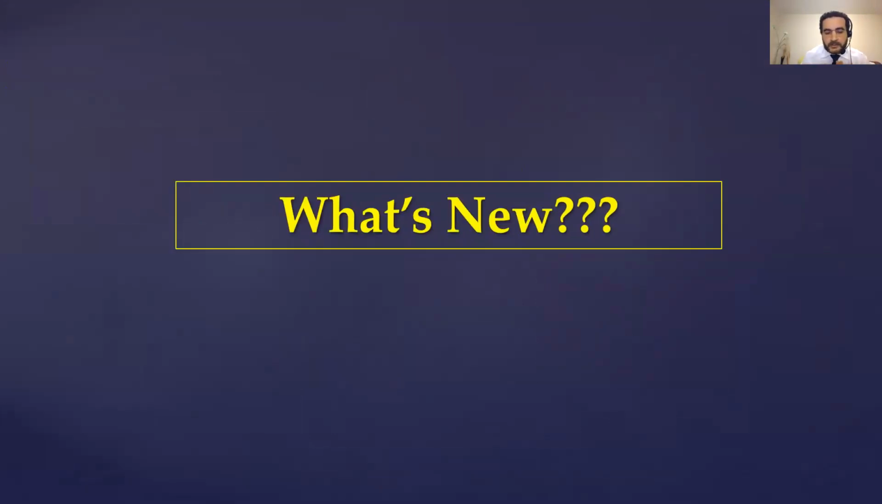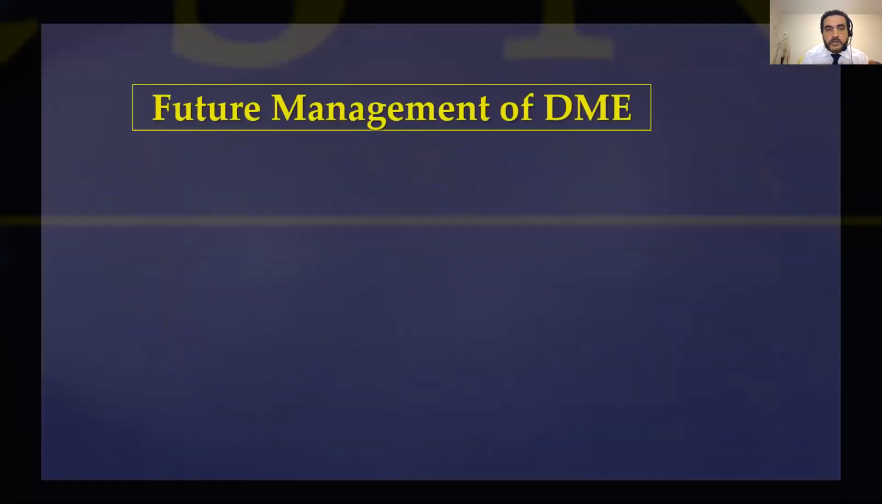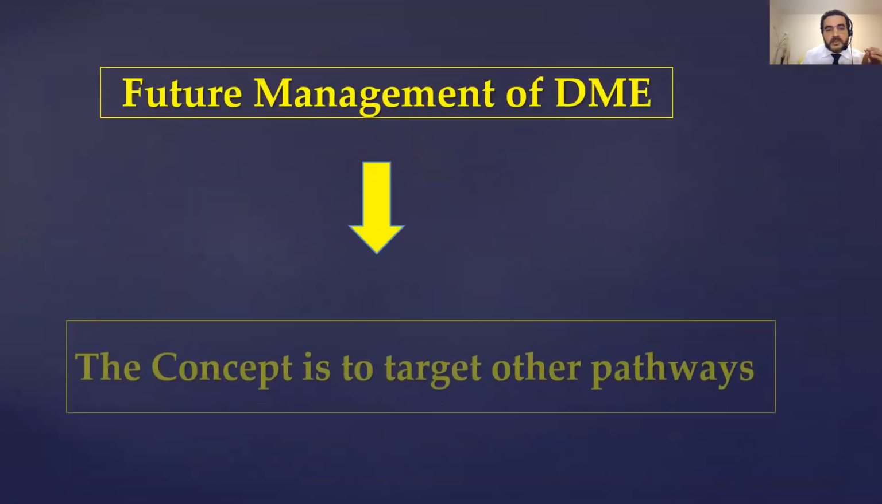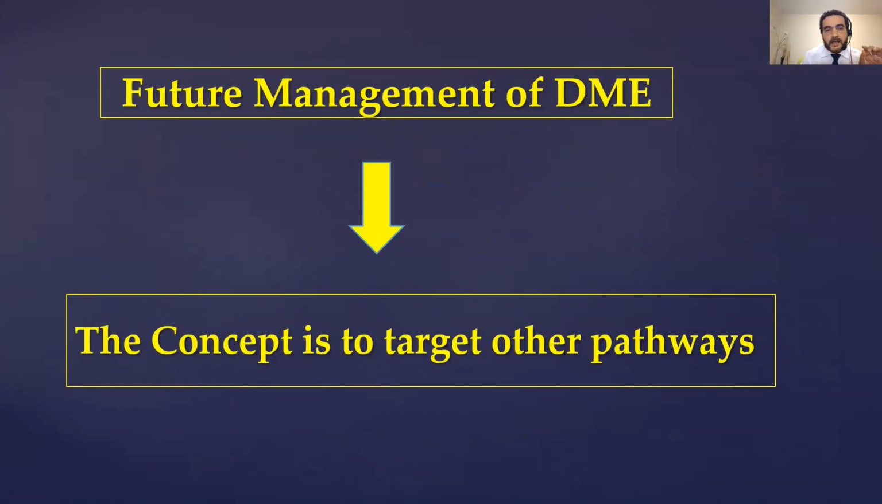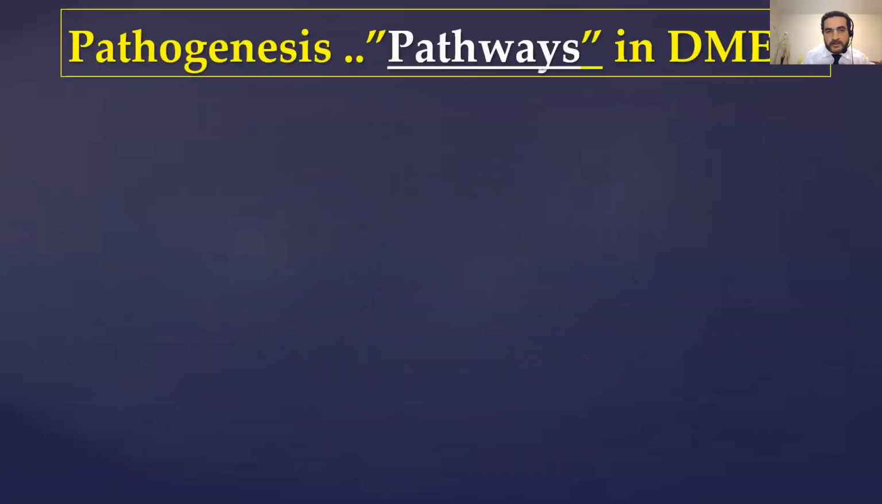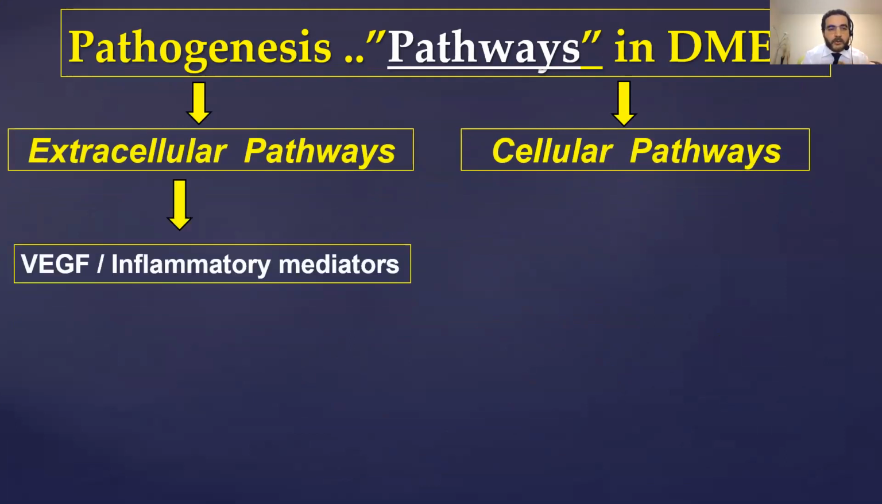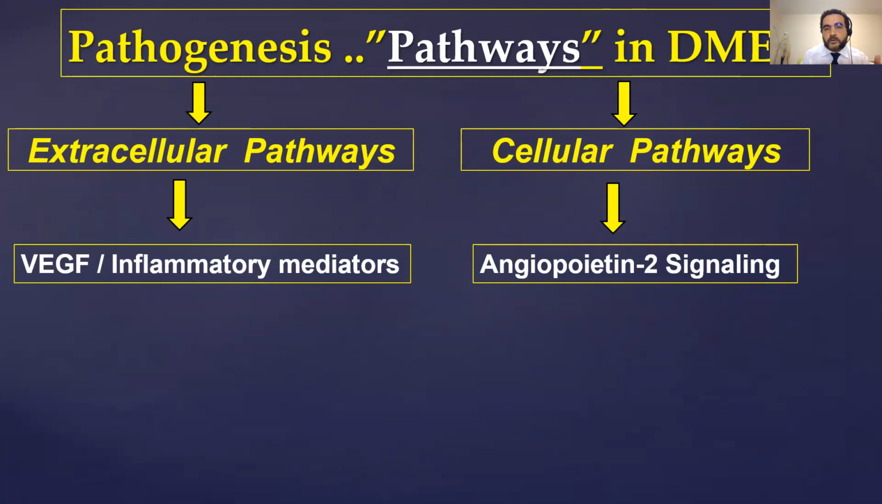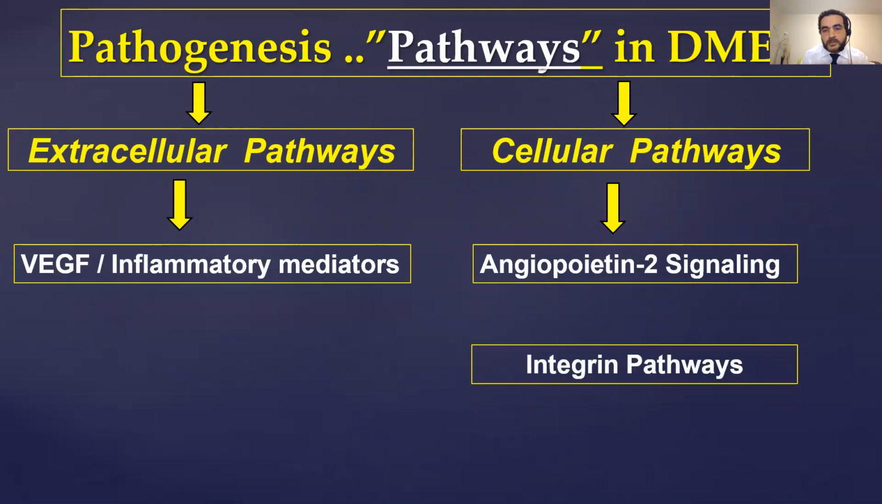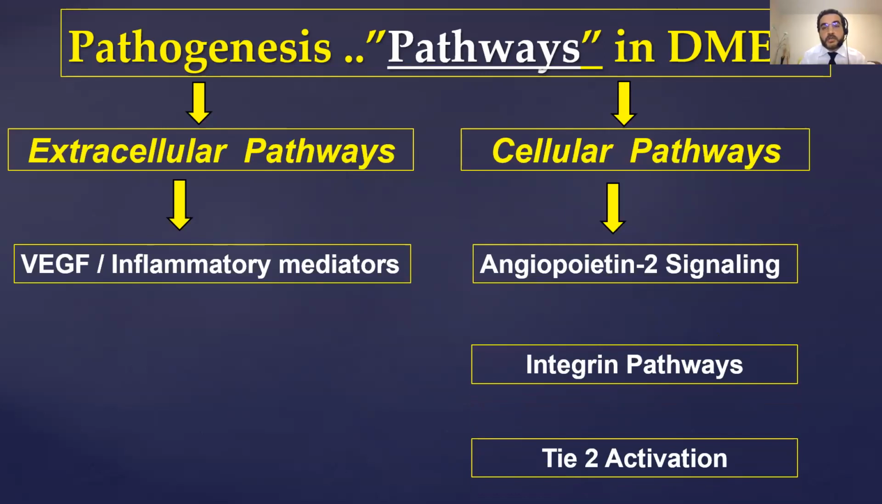What's new coming on the drug side? What's the new treatment for DME in the pipeline? The new concept is that the future of DME treatment is trying to target other pathways. Now I want you to remember the word "others" from the first slide. What we are doing now is targeting the extracellular pathway, just the overexpressed VEGF and inflammatory mediators. But the new thinking is to target different pathways at the cellular level, like angiopoietin 2, the integrin pathway, and Tie2 activation. These are the new drugs coming to the market.